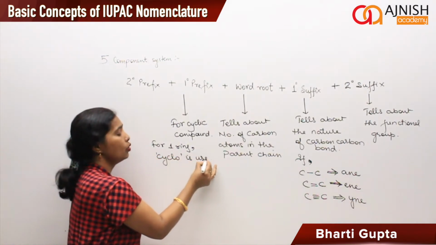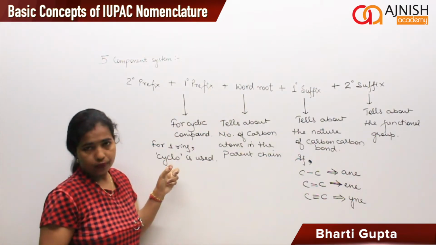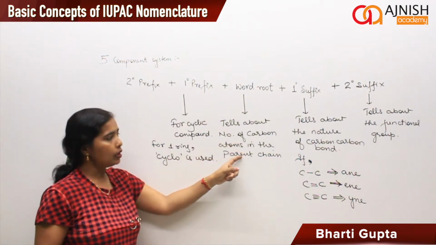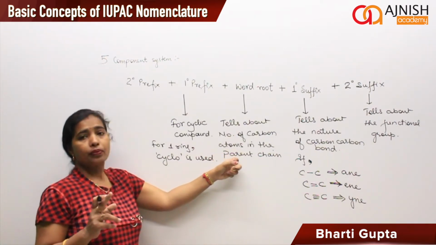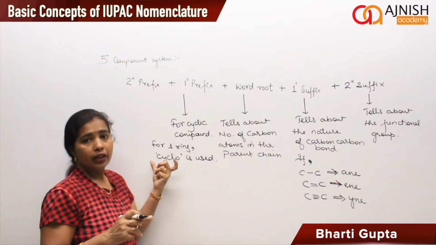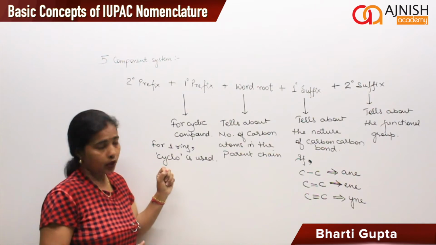Where is cyclo used? Just before the word root. By counting the number of carbon in the parent chain, we select the word root, and from that word root, we can see if the compound is cyclic, we use the prefix cyclo just before the word root.